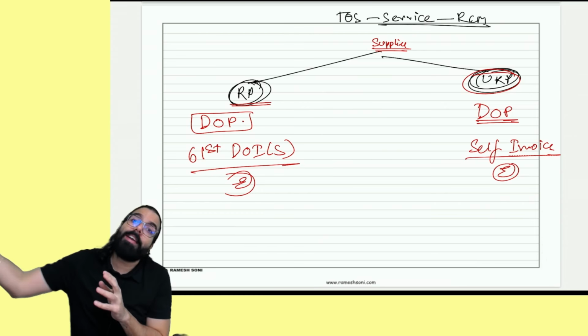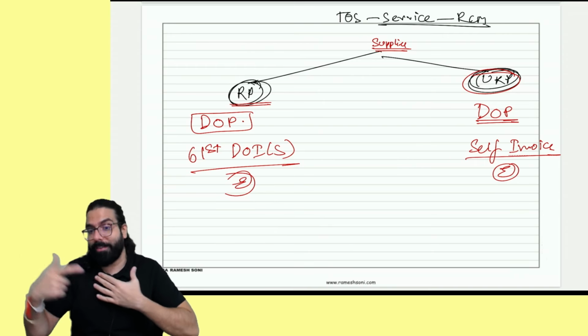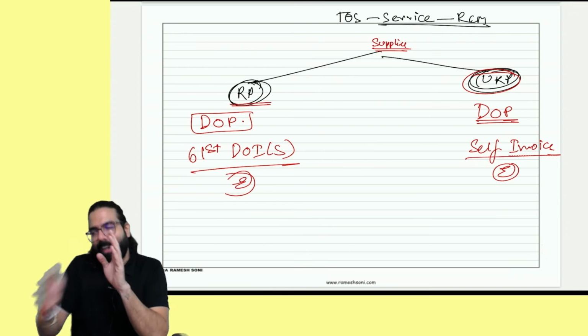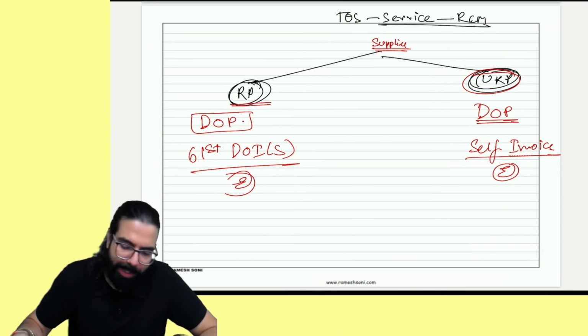But the supplier is unregistered, sir. I'm the recipient. I have to pay GST under RCM. The supplier is unregistered, so I'll raise my self-invoice. The day you made the payment or the self-invoice, whichever is earlier. That's all they have gone ahead and told.